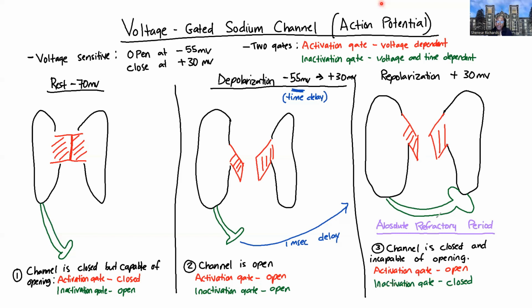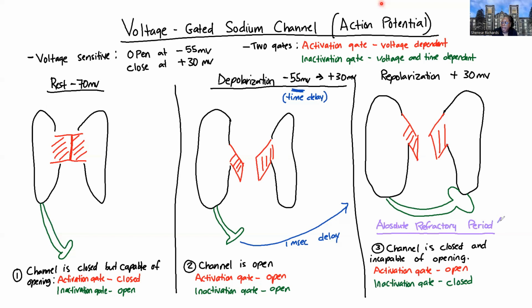Now, when we get back to rest, we're going to alternate the condition of these two gates. We're going to close the activation gate and then open up the inactivation gate, and we're going to return the channel to this initial state.